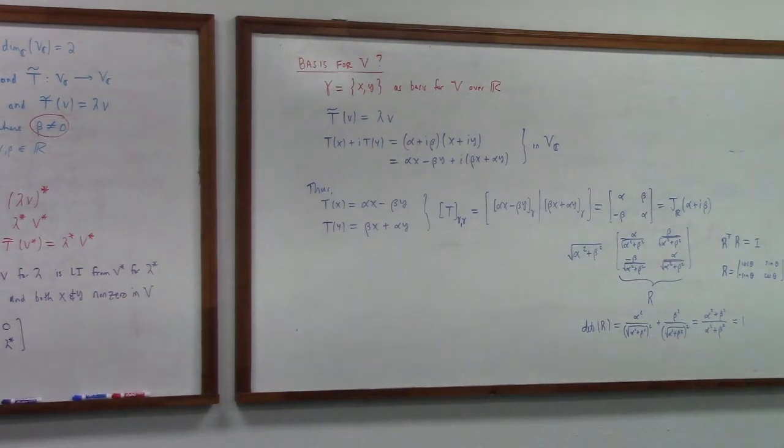Now I just did it for a two-dimensional vector space, but you can see that this calculation will extend if we had more than one complex eigenvector. What we can do is, well, here, let me just give you an example.